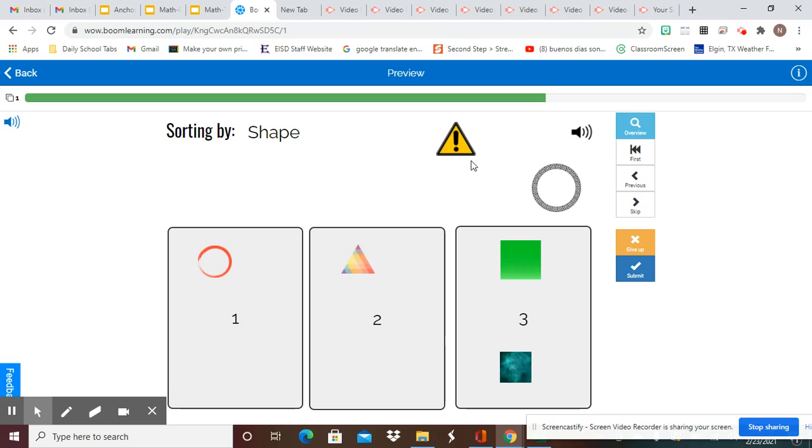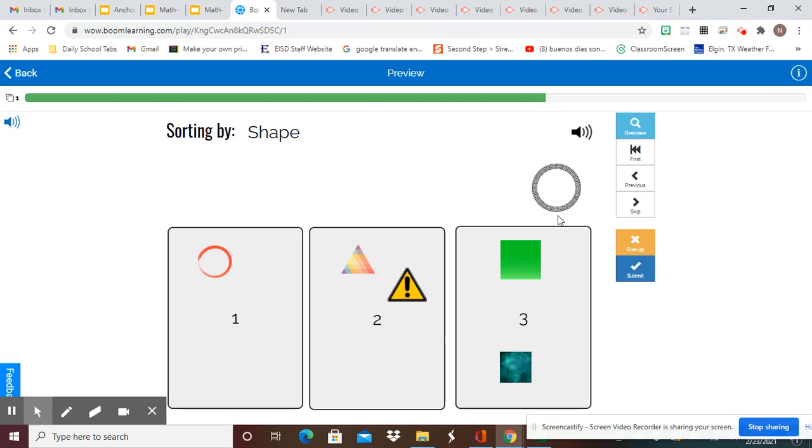Now let's look at this shape right here. Like I told you, it has three sides, 1, 2, 3, and three corners, 1, 2, and 3. What is the name of the shape? It is a triangle. And which group should I put it in? Should I put it with group 1, group 2, or group 3? Decide and tell me now. Yes, we're going to put it in group 2 with the other triangle. Good job.